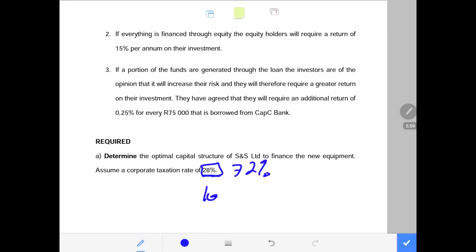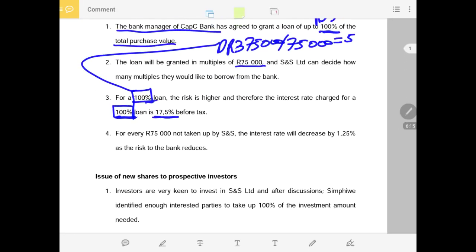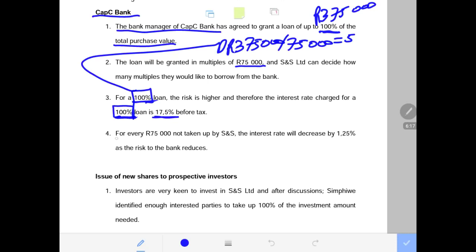In other words, we say 100 minus 28, meaning the company will only pay 72% because 28% will be deducted as a tax, will be deducted as an expense in the income statement. Then after it says for every 75,000 not taken up by SNS, the interest will decrease by 1.25% as the risk to the bank is reduced.